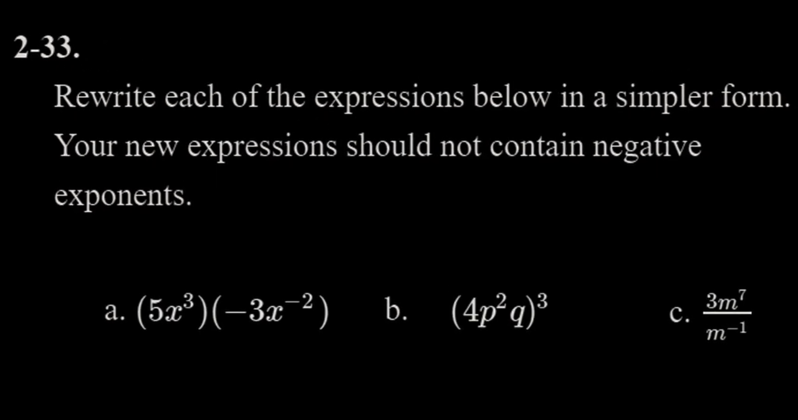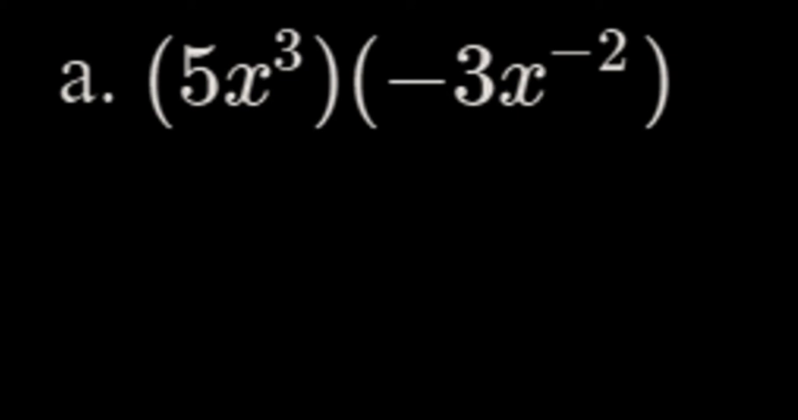Let's move on to question 33. 33 says, rewrite each of the expressions below in a simpler form. Your new expression should not contain negative exponents. Okay, so let's look at A first. There's a 5, and I'm multiplying that times a negative 3. So this is going to be a negative 15. And you'll notice that the 5 is not being raised to the third power, and that negative 3 is not being raised to the negative second. So it's just 5 times negative 3, which is negative 15.